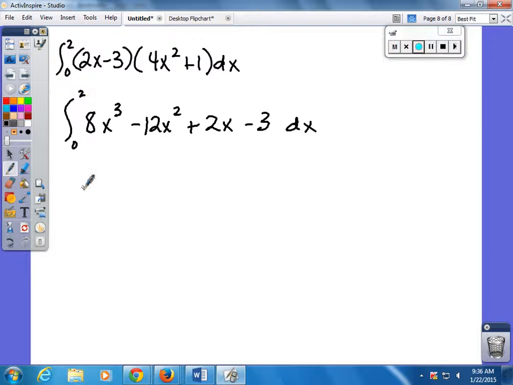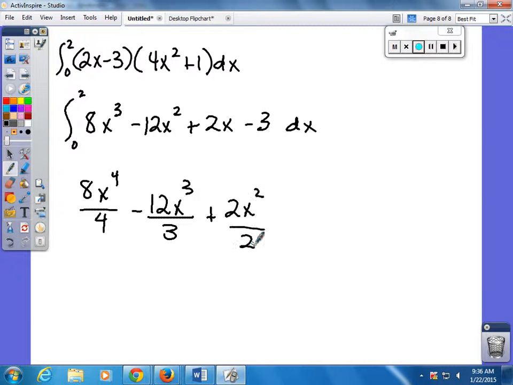And that's going to give us 8x to the fourth over 4 minus 12x cubed over 3 plus 2x squared over 2 minus 3x evaluated at 0 and 2. Now, do you also notice something else I don't do when I'm explaining something to y'all? I don't skip steps. Again, my job is to teach the material, not to assume you already know it.